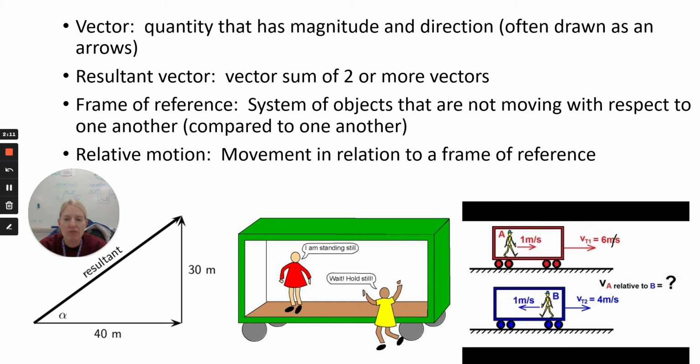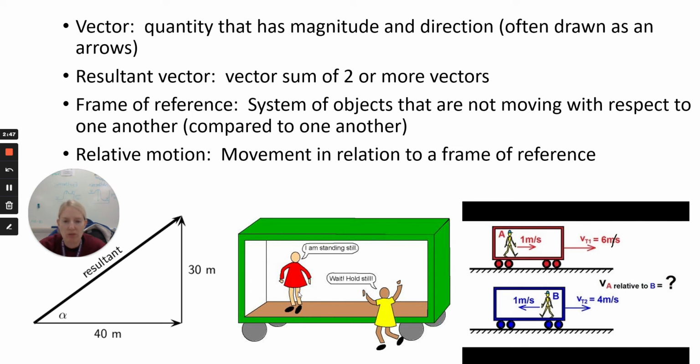So frame of reference just gives us an idea of what we're comparing our motion to. As I sit here, I would say that I am motionless or stationary compared to the objects in my classroom. But of course, on a bigger scale, I am technically moving. So frame of reference is important to consider when we're talking about motion. And the motion of those objects is all relative. It just depends on, again, what frame of reference we are referring to.